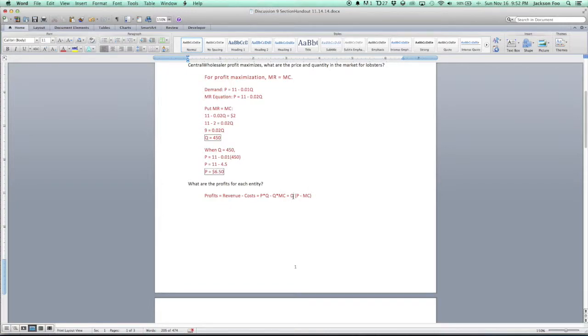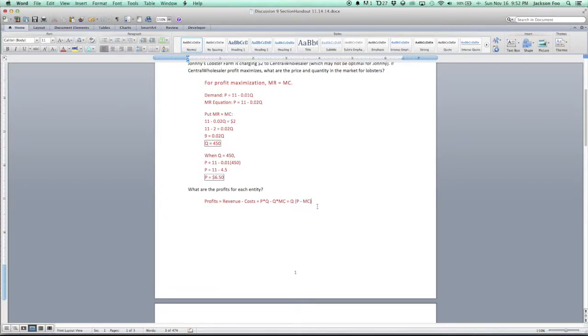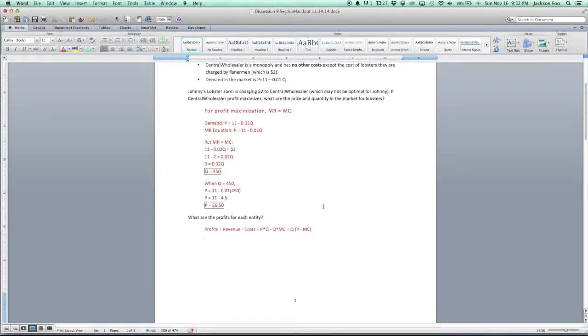So it's the total quantity being sold multiplied by the difference between the price and the cost of each item. So we can very quickly move into solving this, knowing that we know our P and Qs now. We know our P and Qs, we know the marginal cost for both entities. So we can go ahead and start solving.